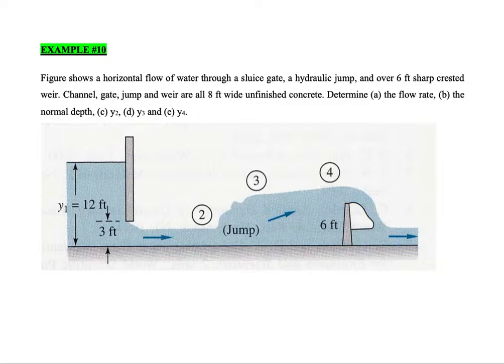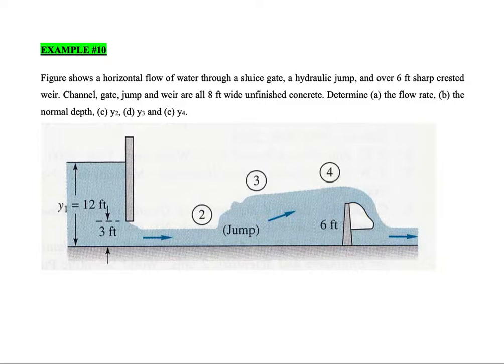Today we will discuss example number 10. The figure shows a horizontal flow of water through a sluice gate, a hydraulic jump, and over a 6 feet sharp crested weir. Channel, gate, jump, and weir are all 8 feet wide unfinished concrete. Determine the flow rate, the normal depth, Y2, Y3, and Y4.